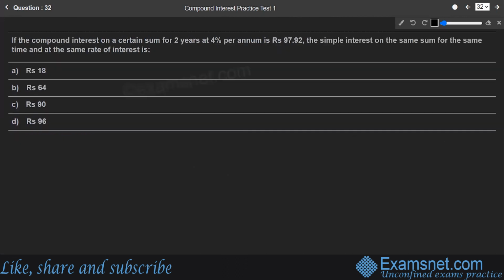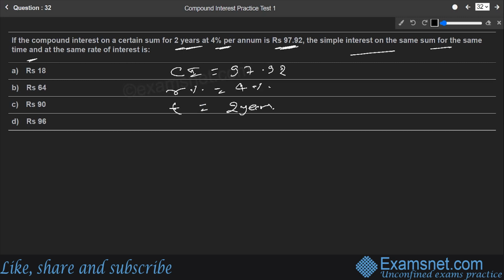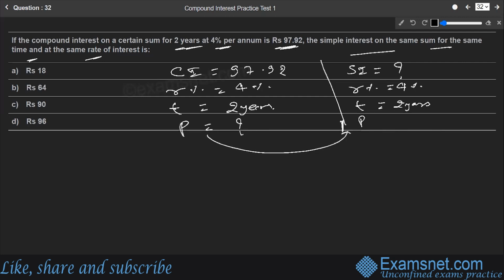Okay. If the compound interest on a certain sum for 2 years at 4% per annum is 97.92, so the compound interest value is given to us as 97.92. Rate percent is given to us as 4%. Time value is given to us as 2 years. So these are the things given to us. The simple interest on the same sum for the same time and the same rate of interest is supposed to be found out. The principal is unknown, so we are supposed to find out the principal in the first case, and the same principal we're going to use in the second case also for finding out the simple interest.